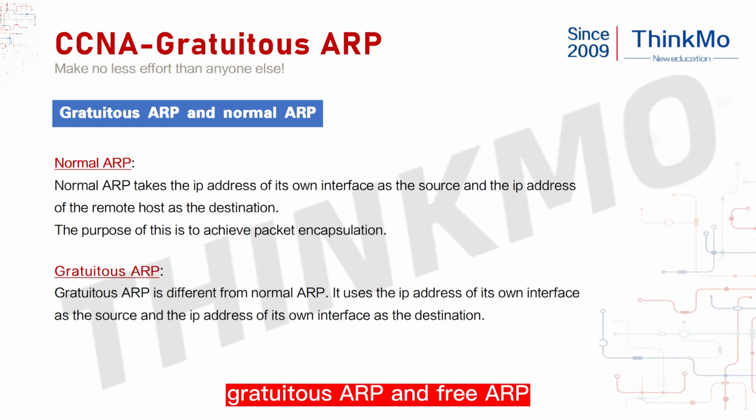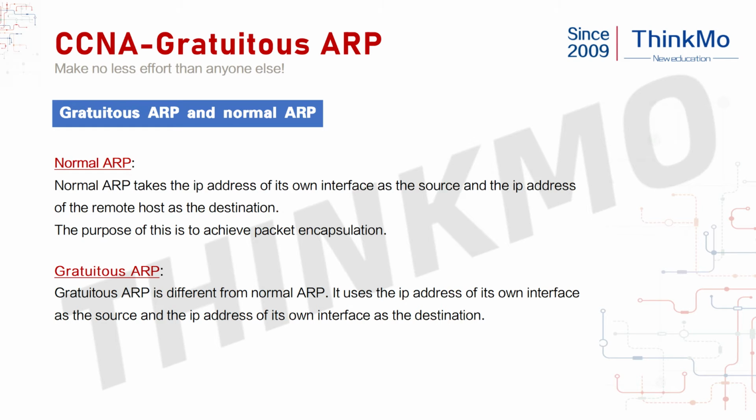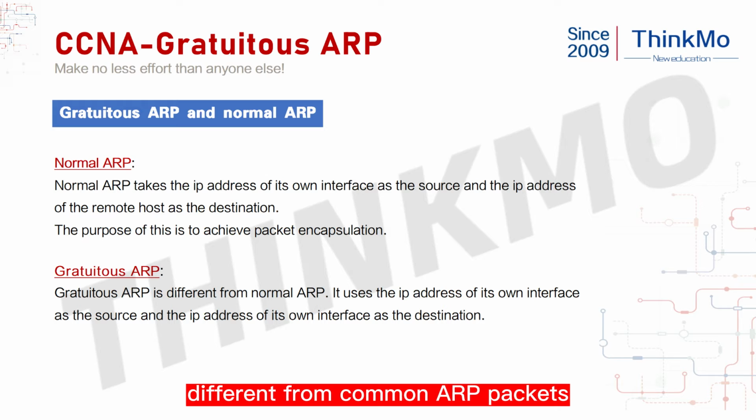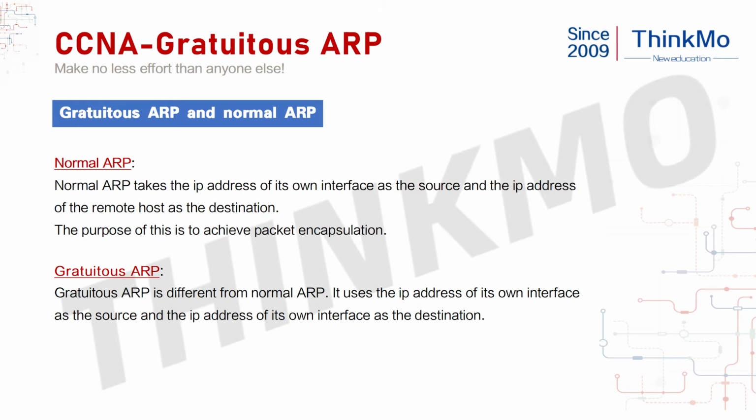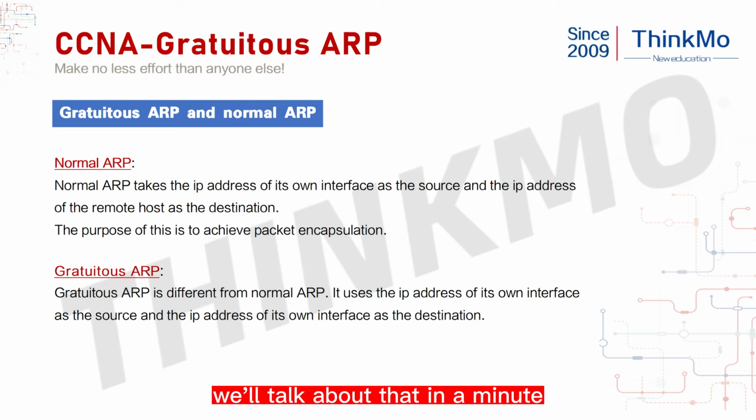The difference between gratuitous ARP and common ARP is that it is from the interface to itself. The IP address of its own interface is the source, and its own IP address is the destination. Different from common ARP packets, the source and destination IP addresses are both its own. What is this all about? We'll talk about that in a minute.